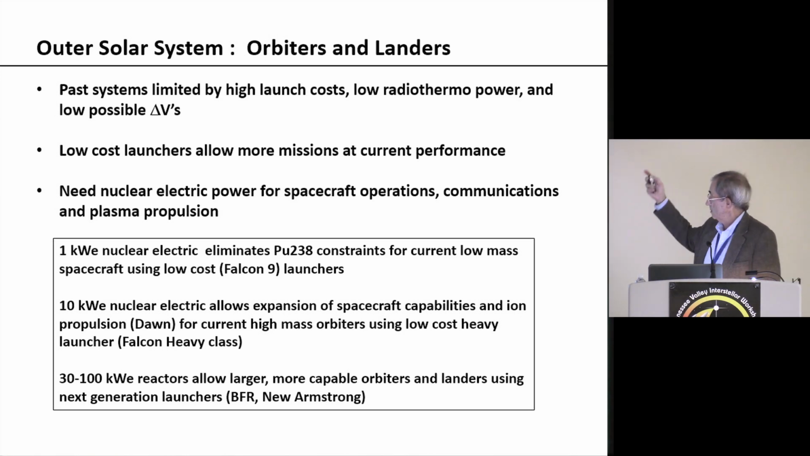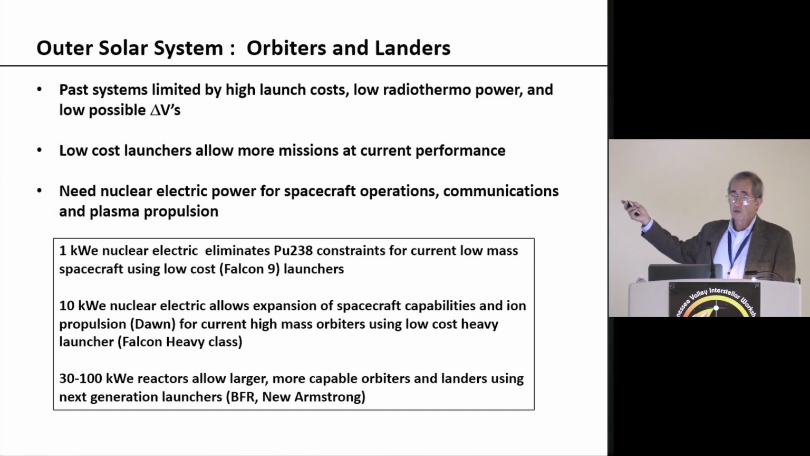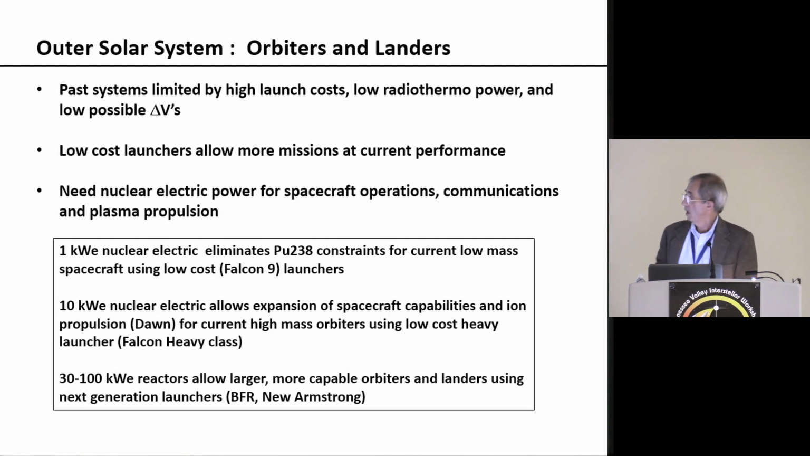You can start down at the 1 kilowatt level. First, the spacecraft designers are going to be delighted when you tell them you can give them 3 times as much power for their spacecraft. And it gets you away from the 238 constraints. And you can probably launch some of these things at reasonable prices from things like the Falcon 9. But as you go up in power to something like 10 kilowatts, then you start getting some serious effects. Now you start getting into the propulsion business.